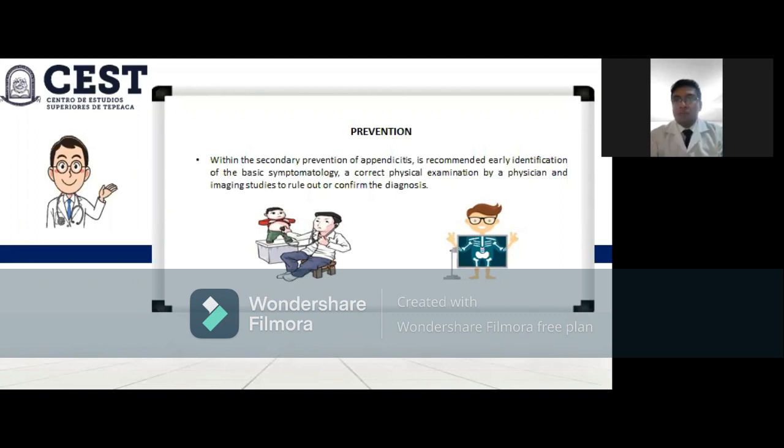Within the secondary prevention of appendicitis, it is recommended to identify the basic symptomatology early, perform a correct physical examination, and use imaging studies thoroughly to confirm the diagnosis.